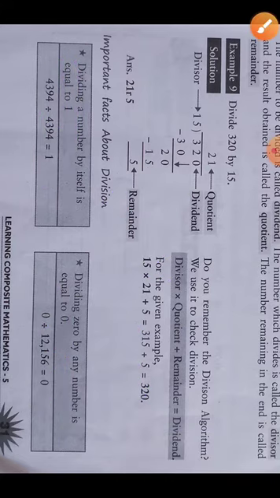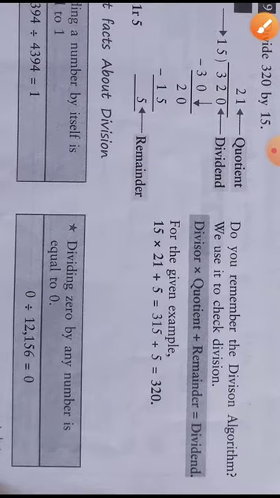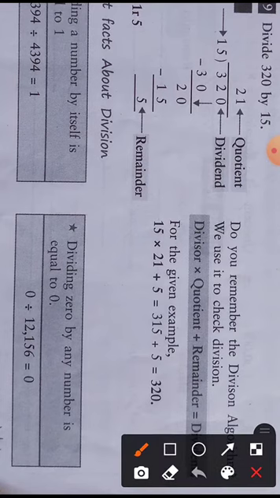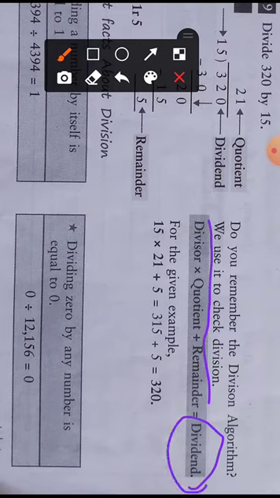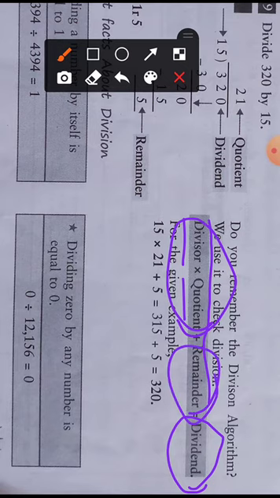So let us see, there is a method we use to check division. Whenever you want to check whether your division is correct or not, you have to multiply the divisor by the quotient, and their product should be added to the remainder. If the result is equal to the dividend, then your division is correct.